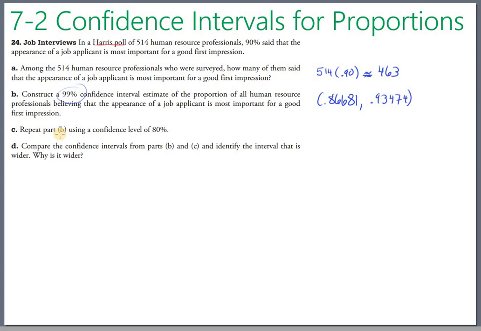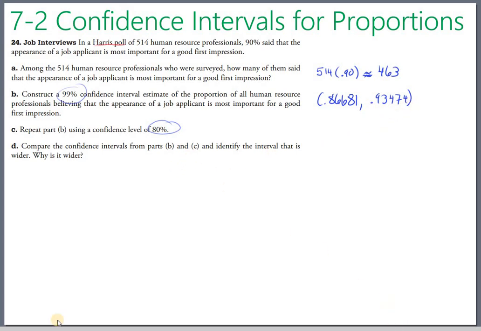Let's do part C, which just says repeat it with a confidence level of 80. Before we do this, let's think about part D. Part D says which one's going to be wider, the 99% confidence level or the 80% confidence level? And just keep in mind, with 99% confidence, we're covering 99% of the curve. With 80%, we're only covering 80% of the curve. Or another way to say it is, if we want to be more confident that this interval is right, we need to spread it out, make it cover more possibilities. So either way, the interval from part B should be wider, and part C should be less wide.